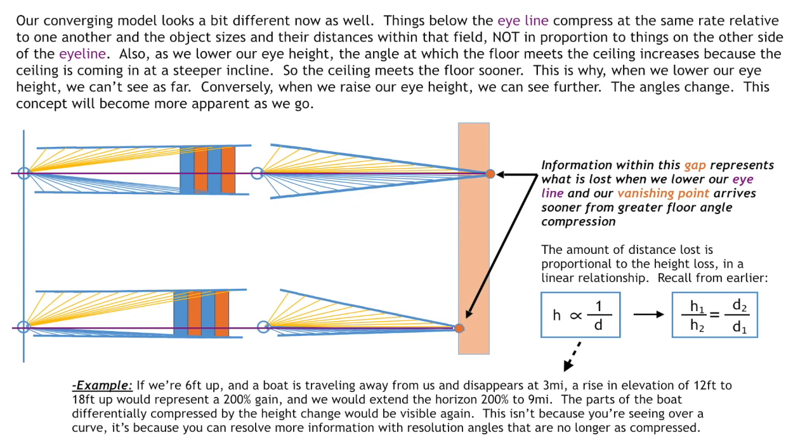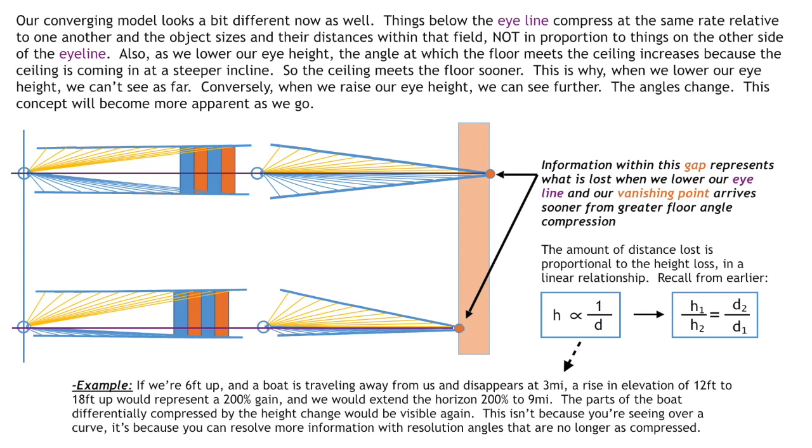What ends up happening then is that we bring our horizon line or our horizon distance, excuse me, in further. We cannot see as far. So information within this orange rectangular gap here represents what is lost when we lower our eye line and our vanishing point arrives sooner from a greater floor angle compression. The amount of distance lost is proportional to the height loss in a linear relationship. So recall from earlier that the height was inversely proportional to the distance, and h1 over h2 equaled d2 over d1. And here's an example of this relationship.